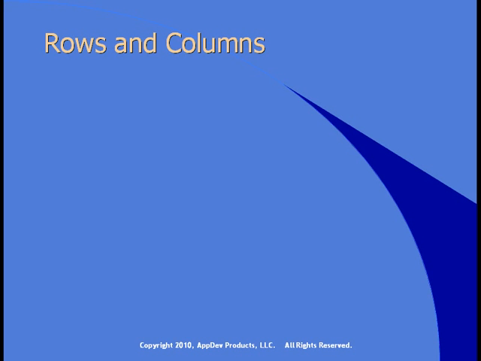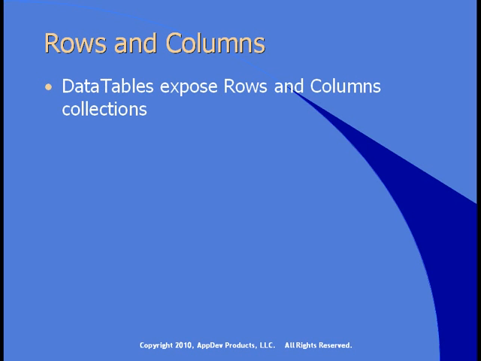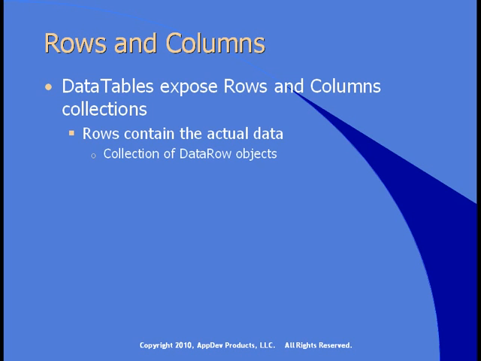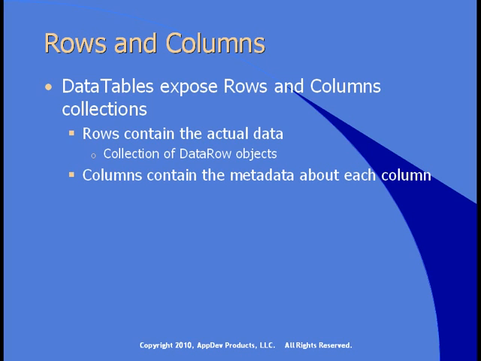Once you've filled a data table with data, and you always fill data tables, you don't fill data sets, they just contain data tables, you have rows and columns to work with. Rows actually contain the data. That is, there's a rows property of a data table object, which is a collection of data row objects. Columns contain the metadata about each column. That is, there is a columns property that returns a collection of data column objects, and each of those has information about the schema of that column.